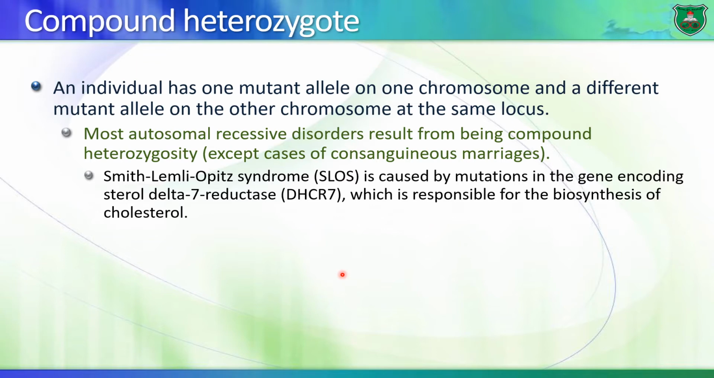Now, an example is a condition known as Smith-Lemli-Opitz syndrome, which is caused by mutations in the enzyme DHCR7, which is responsible for the biosynthesis of cholesterol. You don't have to memorize the condition, by the way. Just learn the concept of what compound heterozygosity is.